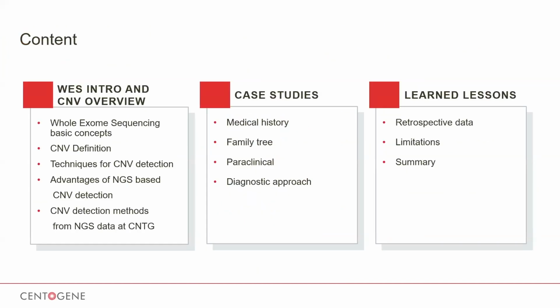So our presentation today will be divided into three main categories. The first category will discuss the features of whole exome, the copy number variant definitions, the different strategies available for copy number variant detection through the NGS platforms, the advantage of detecting copy number variants through the NGS platforms, and our in-house experience in Centogenes regarding this type of mutation and its detection through exome analysis.